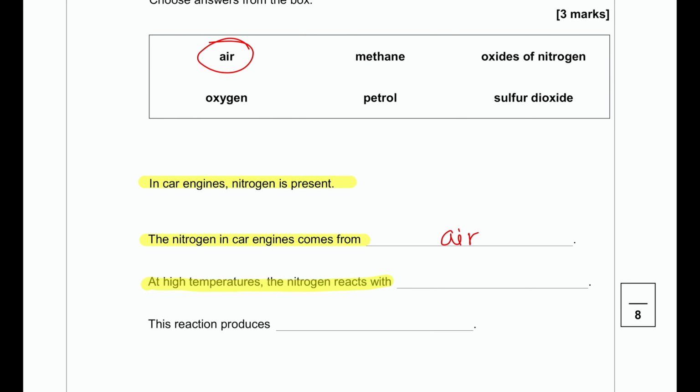At high temperature, the nitrogen will definitely react with oxygen in the air. The reaction will produce oxides of nitrogen.